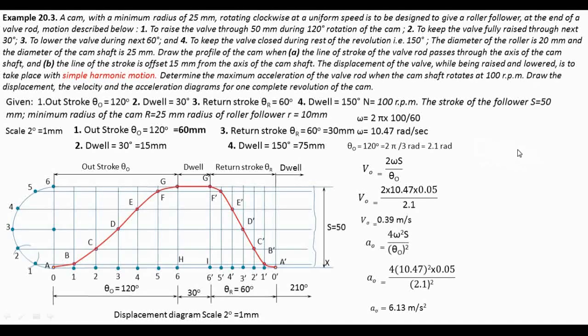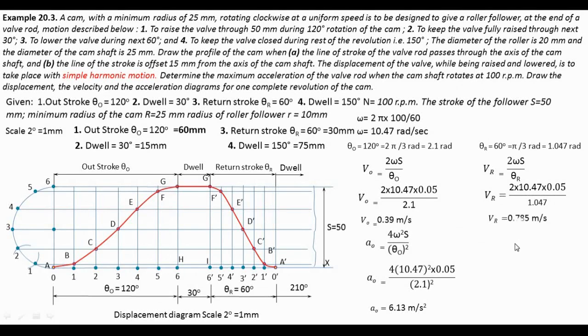So let us calculate the velocity and acceleration during return stroke. For the return stroke, we have considered the given angle as 60 degree. I have converted the angle into radian. Let us calculate VR. The formula is 2 omega s divided by theta R, the angle of return stroke. By calculation, VR is 0.785 meter per second. Similarly, let us calculate AR, the acceleration during return stroke. By calculation, it is 24.67 meter per second square.